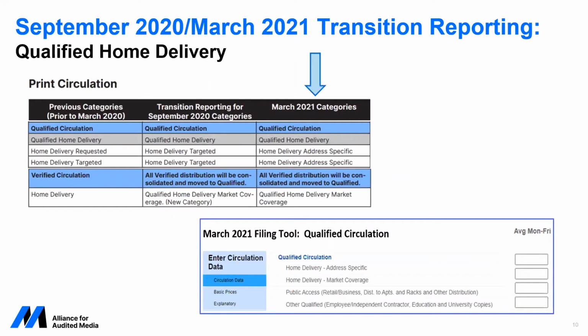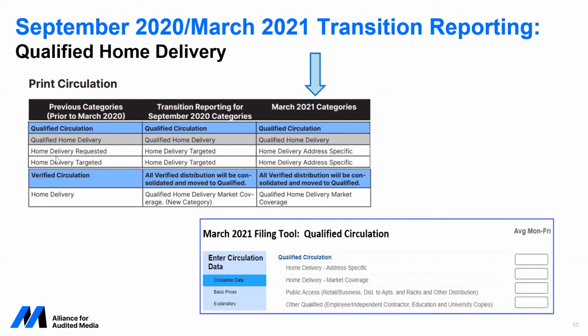So this slide, we're going to talk about qualified home delivery. Back in March of last year, so March of 2020, we used to have under qualified, we had home delivery requested, we had home delivery targeted. Then we had verified home delivery, which was market coverage. In September, we started transitioning qualified and verified into one category. So everything got put under qualified, and then what was home delivery requested and targeted was placed in home delivery targeted for September. And this has now been relabeled to be home delivery address specific.